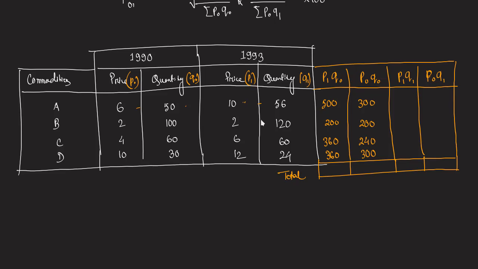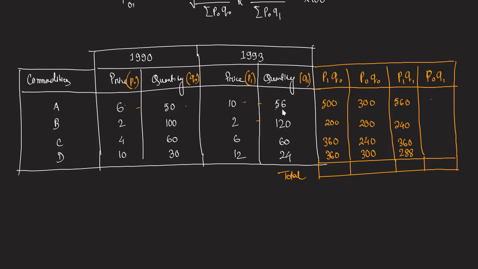P1 Q1 means multiplying these values. So 10 into 56, so 560, 240, 360, and last is 288. And the last one is P0 Q1. That means P0 are these values, Q1 means these values. So P0 are 6, 2, 4, 10, and Q1 means 56, 120, 60, and 24.